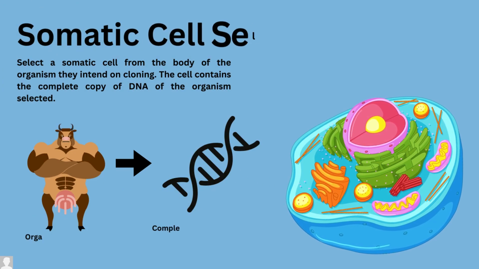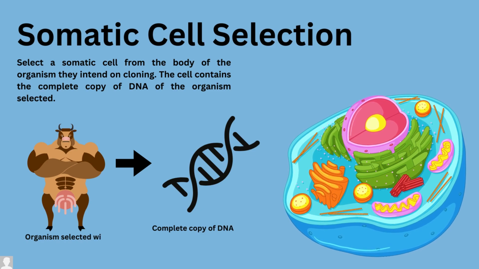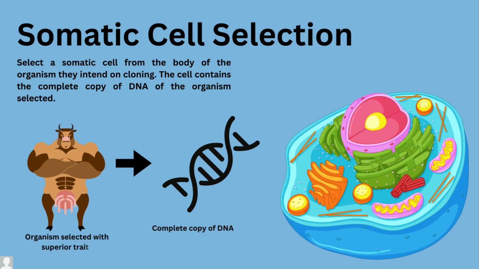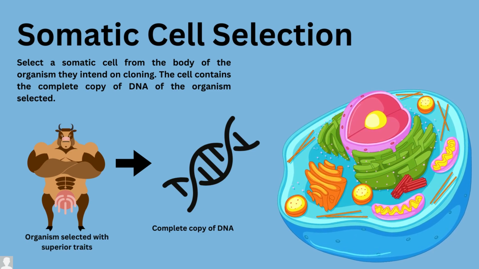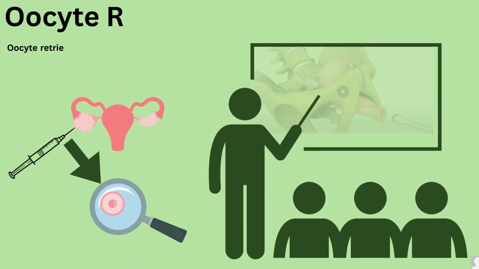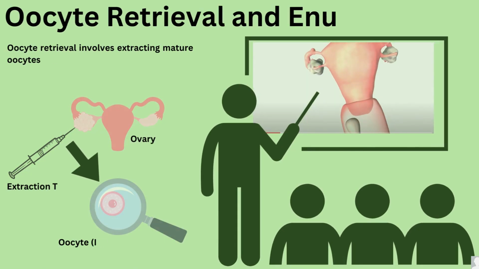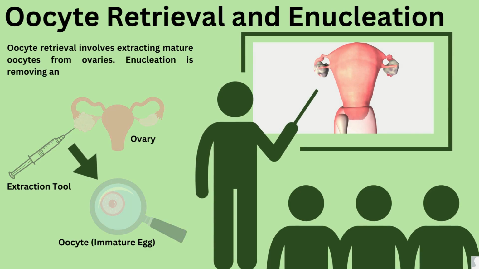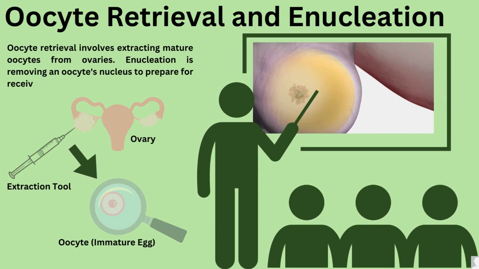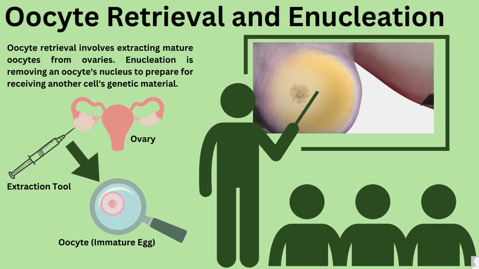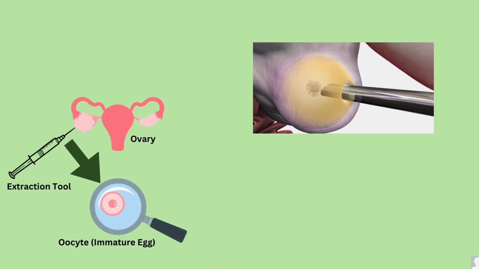Somatic cell selection. Selection of a somatic cell from the body of the organism being cloned. The cell contains a complete copy of the DNA of the organism selected. Oocyte retrieval and enucleation. Oocyte retrieval involves extracting mature oocytes from ovaries. Enucleation is removing an oocyte's nucleus to prepare for receiving another cell's genetic material.